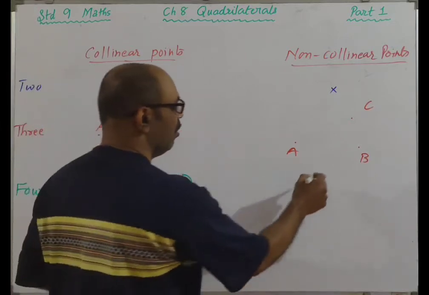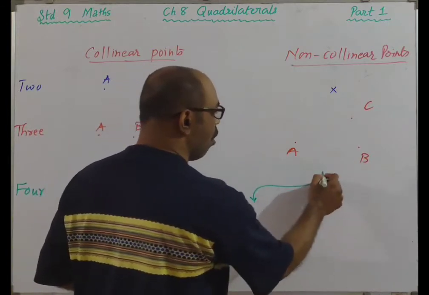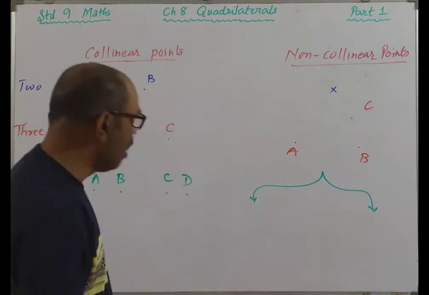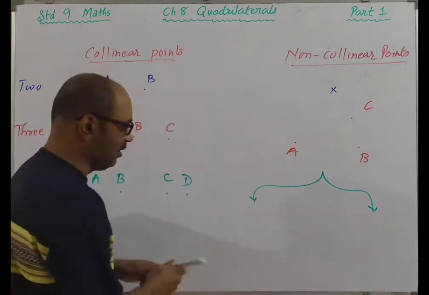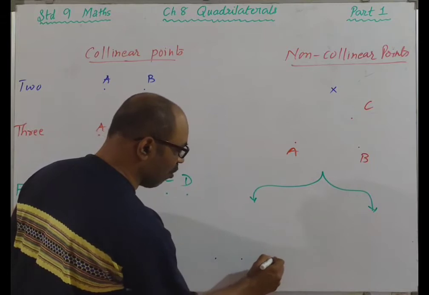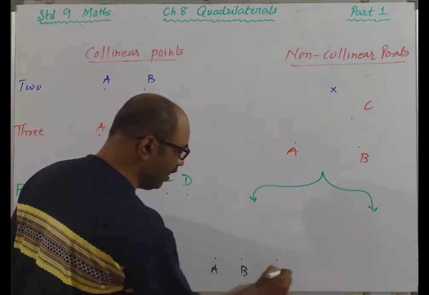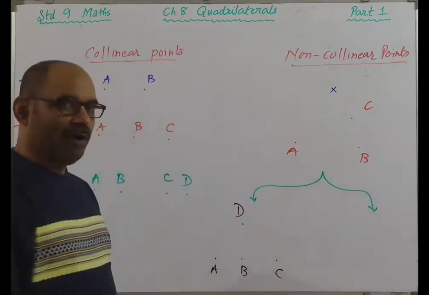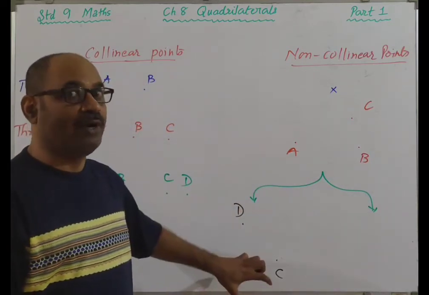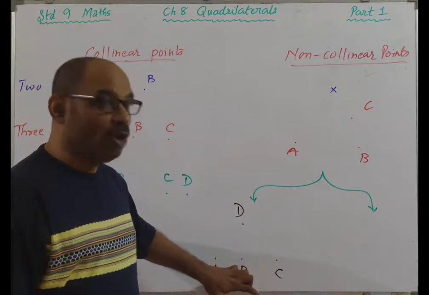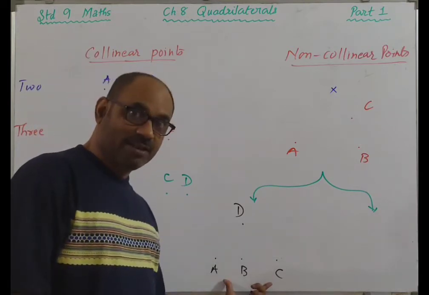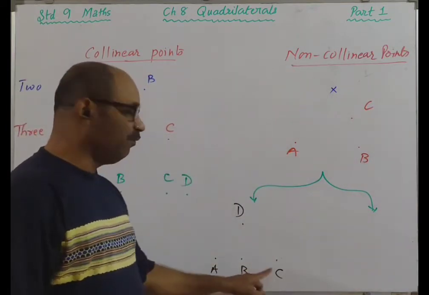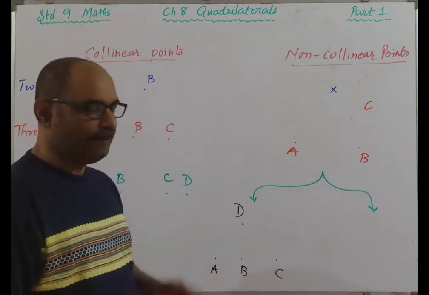Now, children, for 4 non-collinear points, there are 2 possibilities. Out of 4 points, 3 are collinear. See, A, B, C. They are on the same line, but the 4th one is not. So, all 4 points are non-collinear because all 4 points do not lie on the same line, though out of them, 3 are on the same line. So, here, 4 points are non-collinear, out of which 3 are collinear.